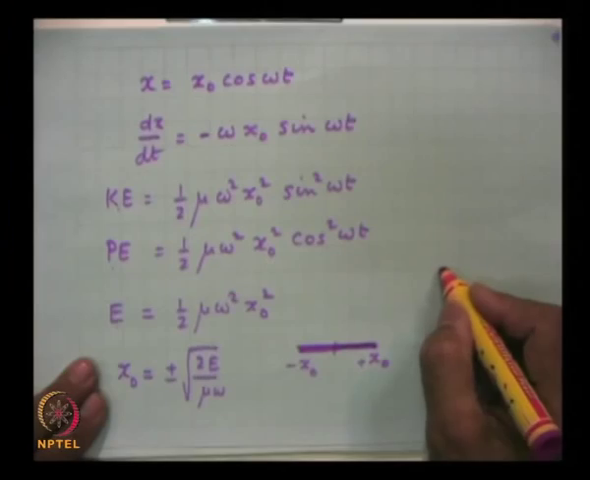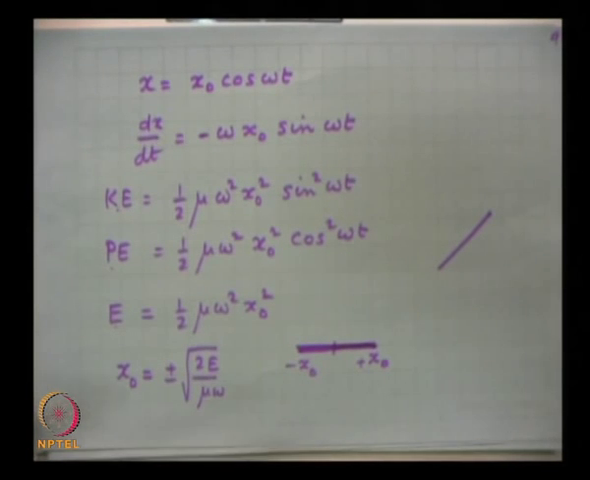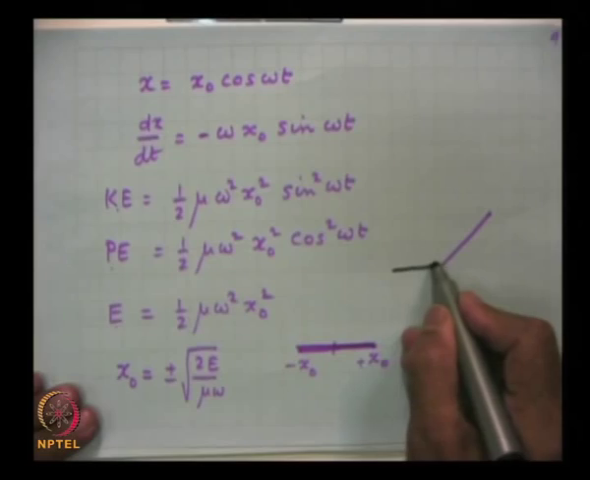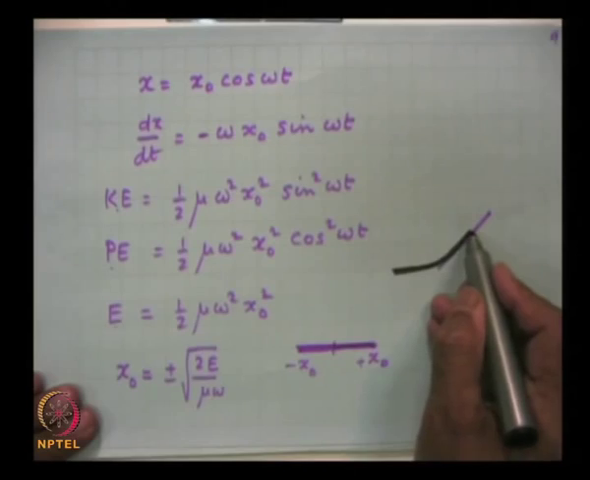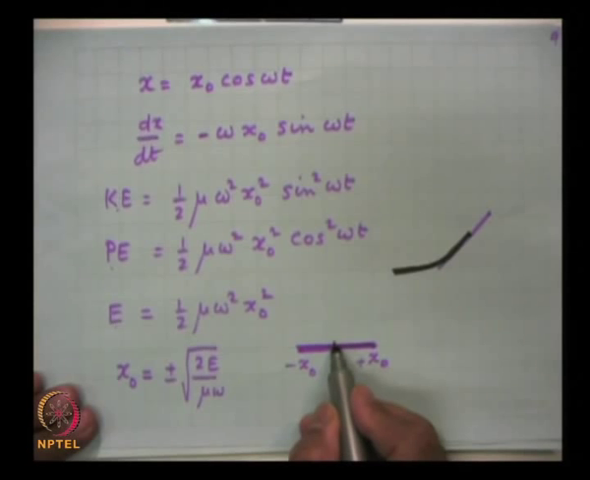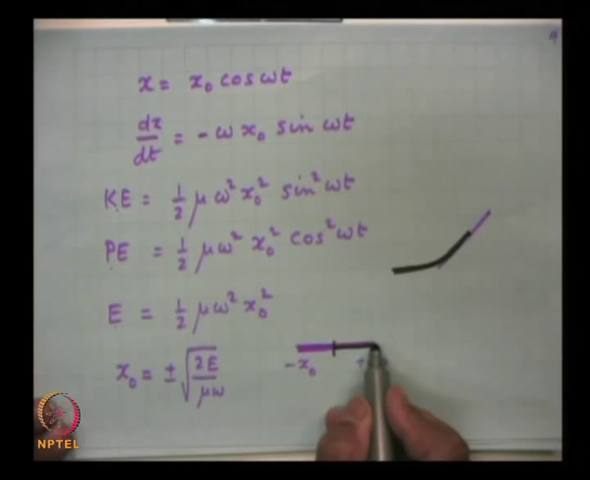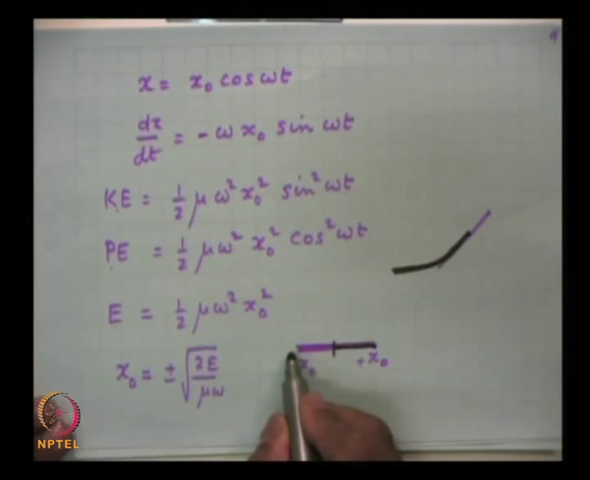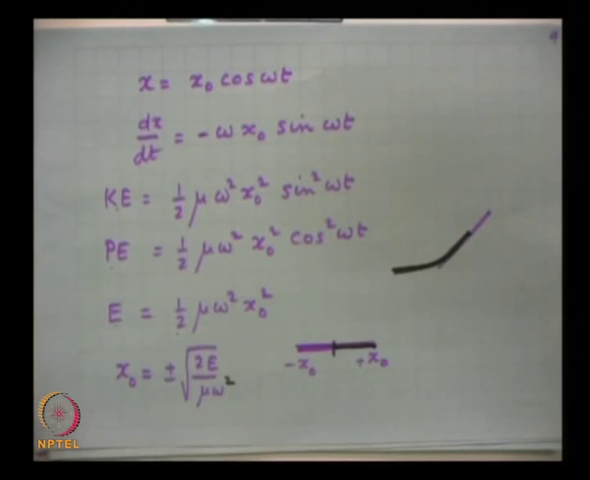Let us suppose I have a tennis ball which is climbing up the hill. If you roll the tennis ball, it goes up and then it turns back. At this point, the kinetic energy becomes 0. So, here also, the classical oscillator, when it reaches the maximum displacement point, has kinetic energy 0 and the particle turns back. So, these x naught equal to plus minus under root of 2E by mu omega square are known as the classical turning points.